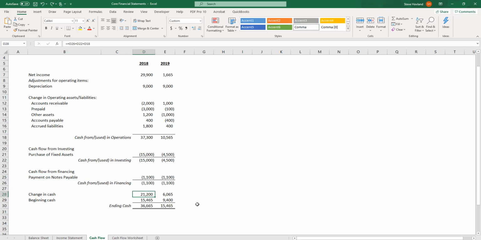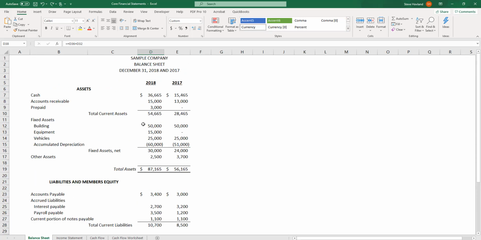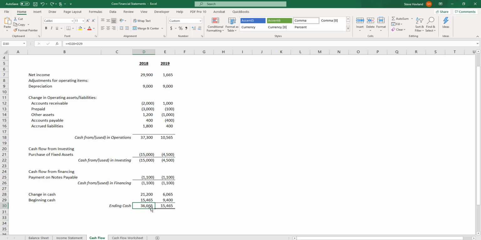And then we come down to our change in cash, add it to beginning cash, and then we get our ending cash. So come back over here, we look up, there's our cash balance, 36,665. Come down here, there it is, bang. Again, if somebody happens to mess something up, I'm just going to do this real quick so you can see. Right now I've got a conditional formatting here that says if the balance on the balance sheet doesn't equal this, then something's wrong.